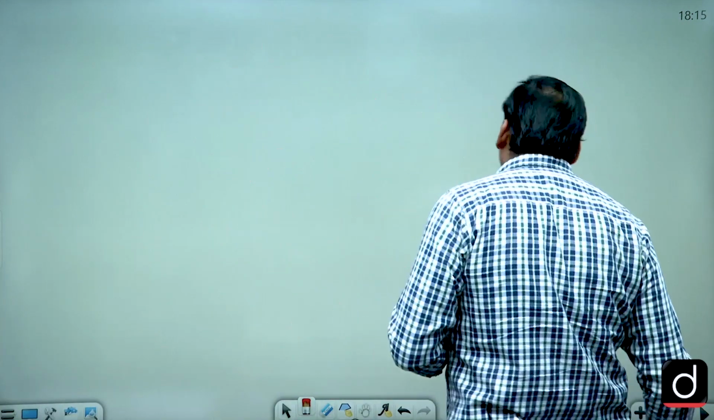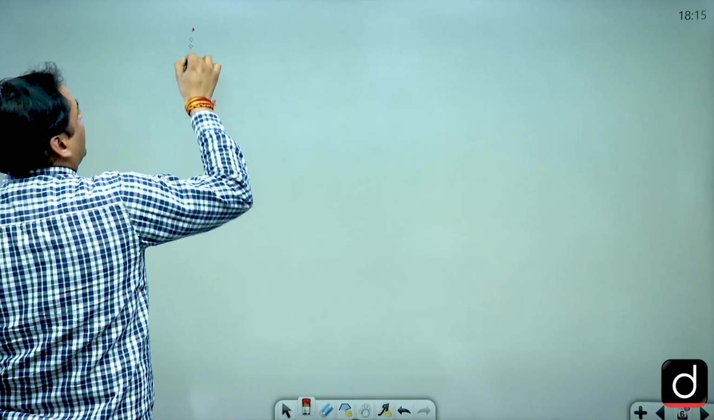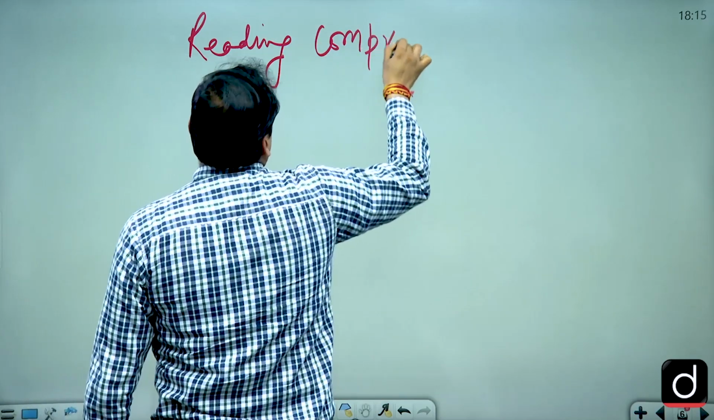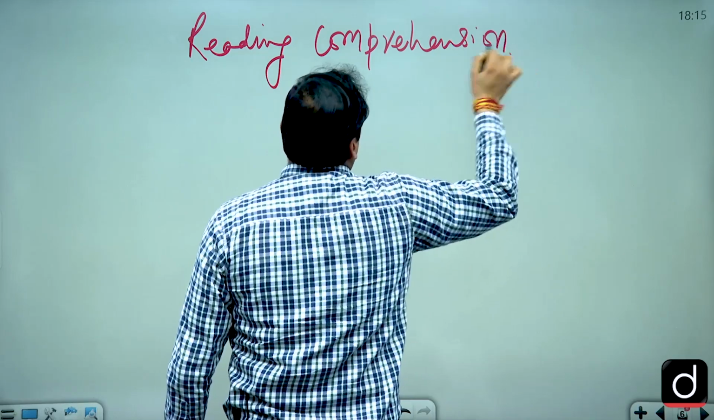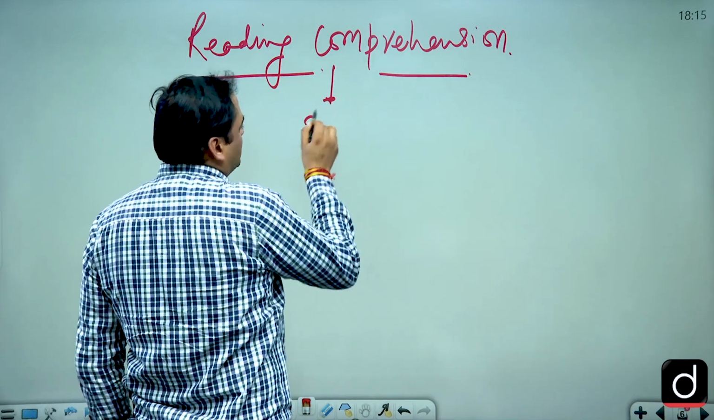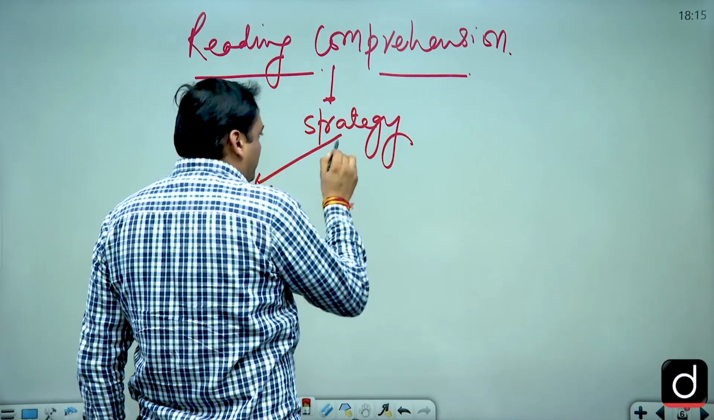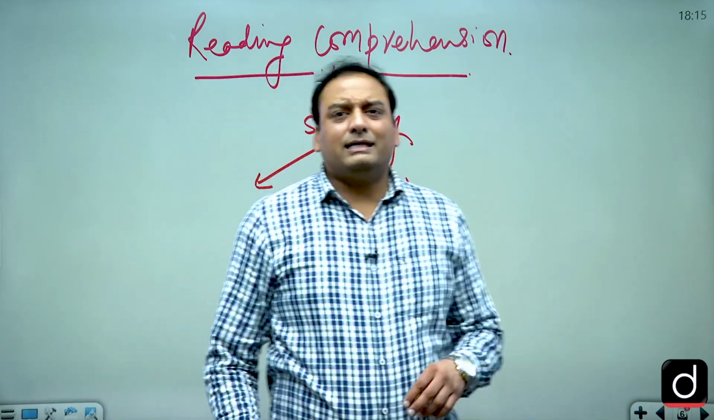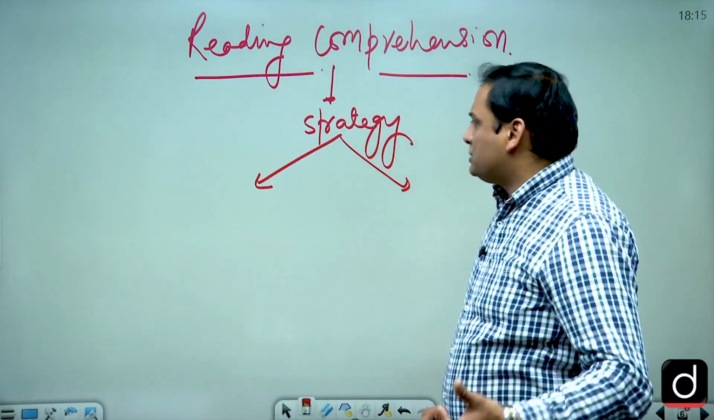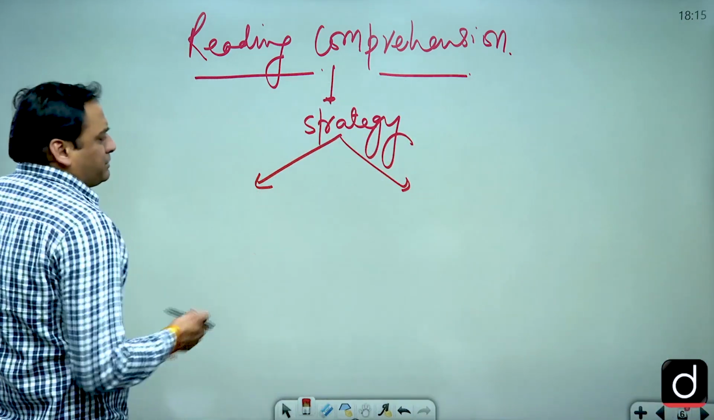We have understood why CSAT is important for you. Now the second thing, reading comprehension. We will discuss one comprehension there, but first of all, the strategy that we need to follow for reading comprehension. There are two types of strategy. It depends on you; if it is needed, you follow, otherwise it is not needed.